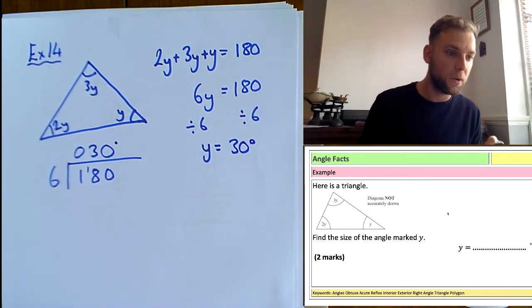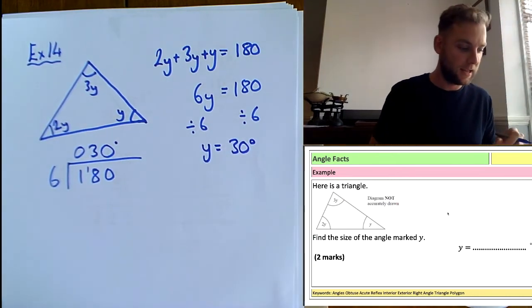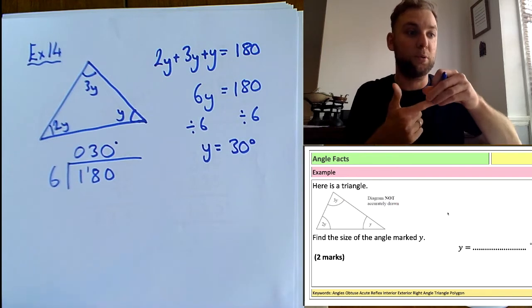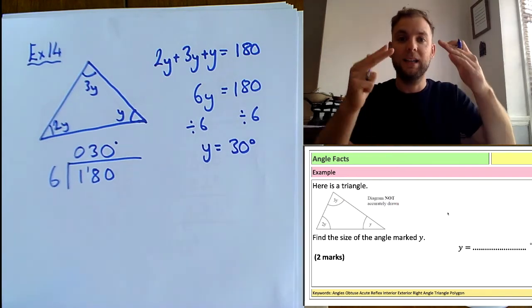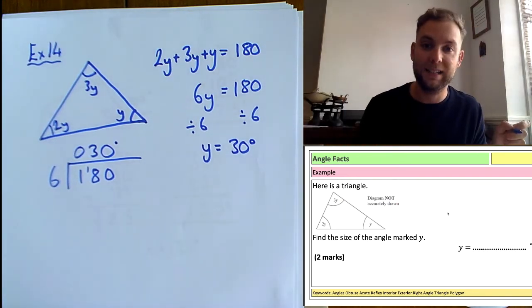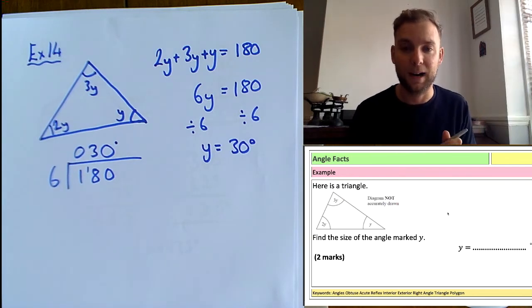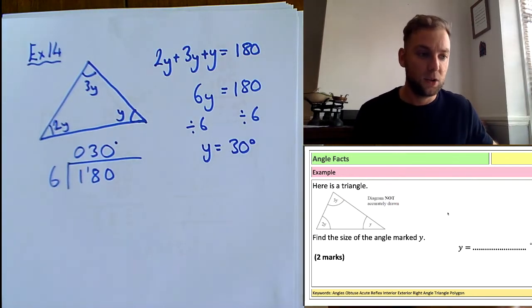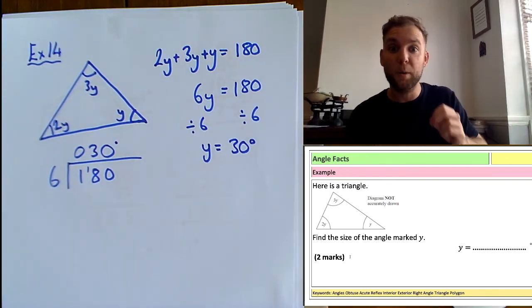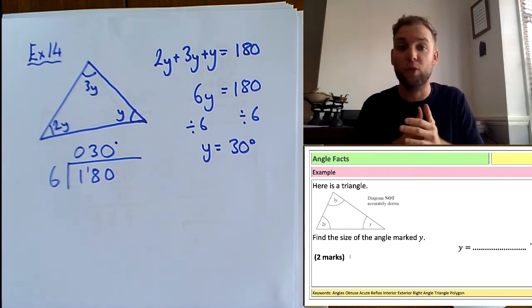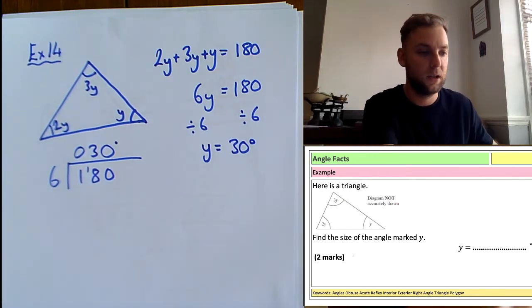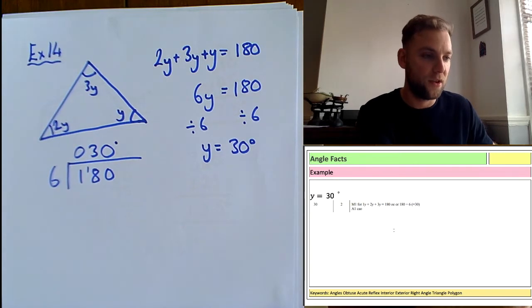Does it ask for the angle marked y? Yes, it does. Okay. So it's 2y plus 3y plus y, which is 6y. So 6y is equal to 180, then divided by the 6. Notice that's 2 marks. That means it came up on a past paper. So this has come straight from the GCSE papers. So just check that 30 degrees.